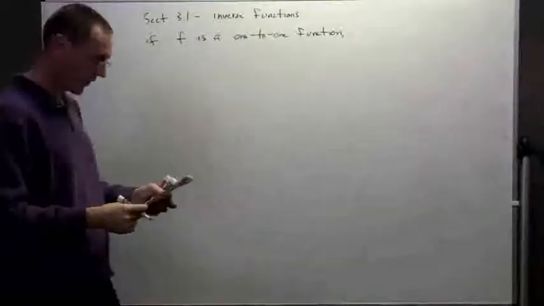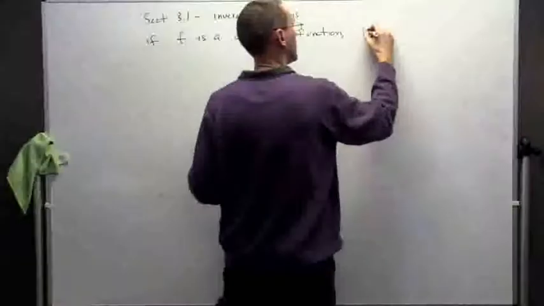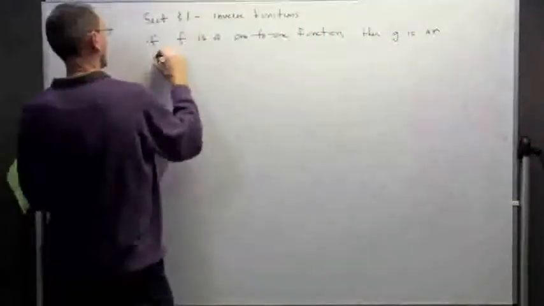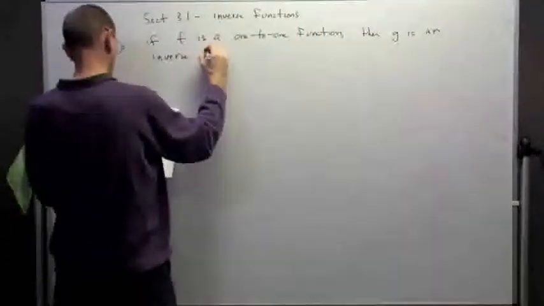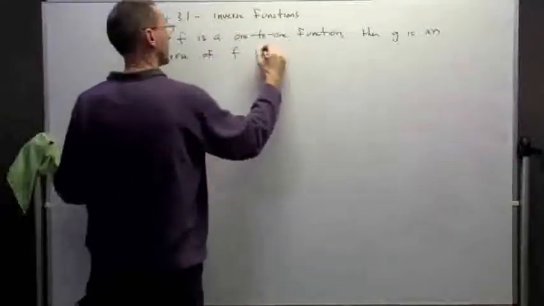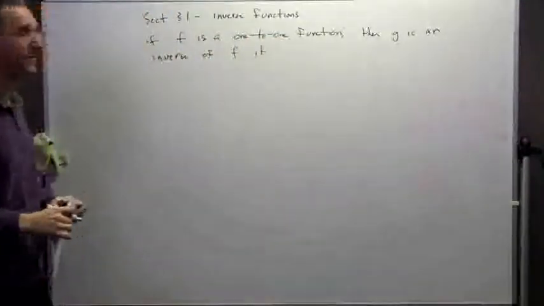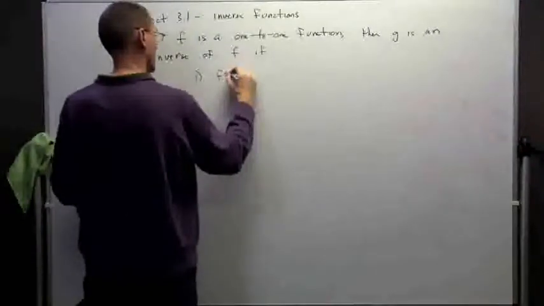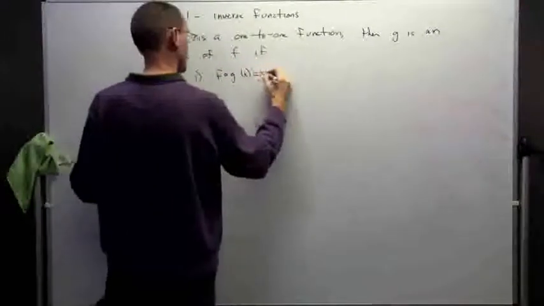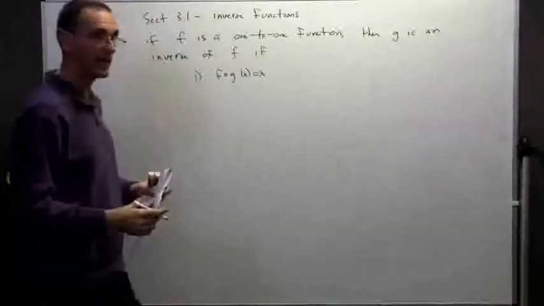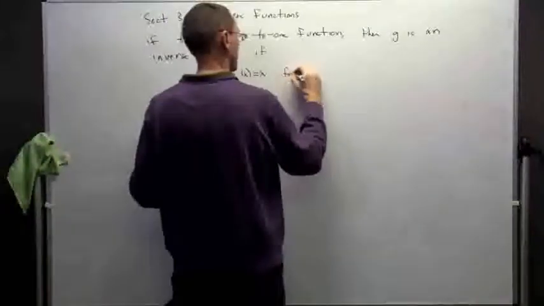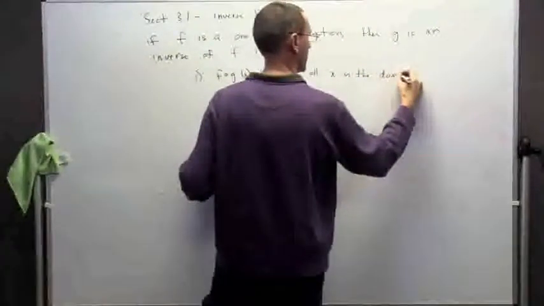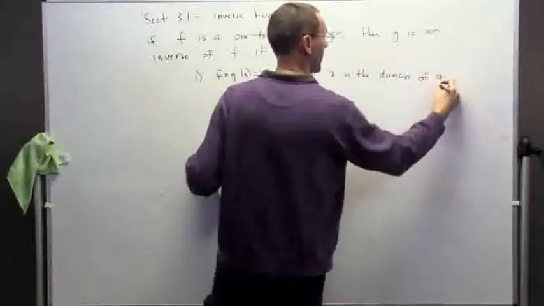Suppose I've got a function, it's 1 to 1. And then g is going to be an inverse of this function if the following is true. F of g of x is equal to x for all x in the domain of g.